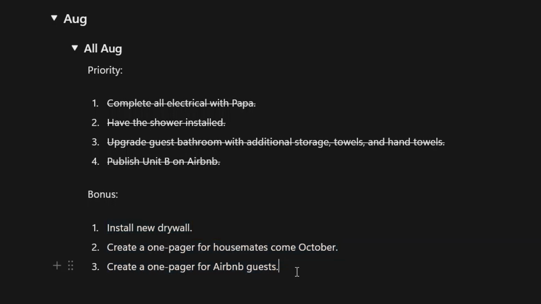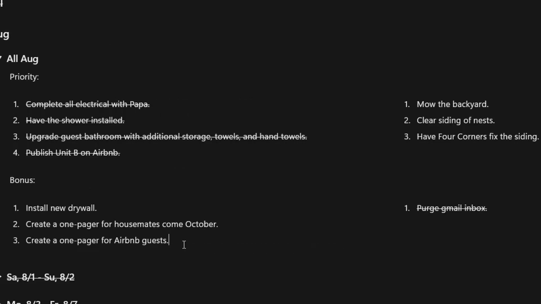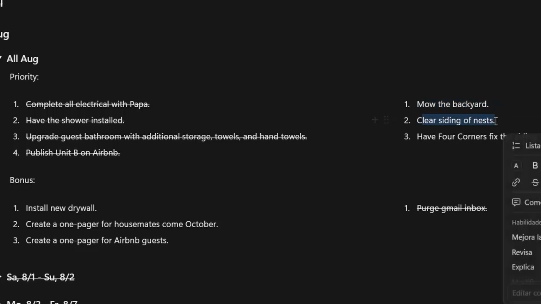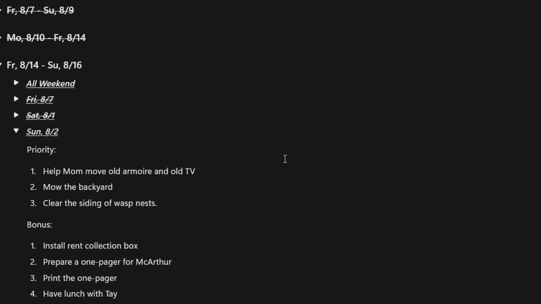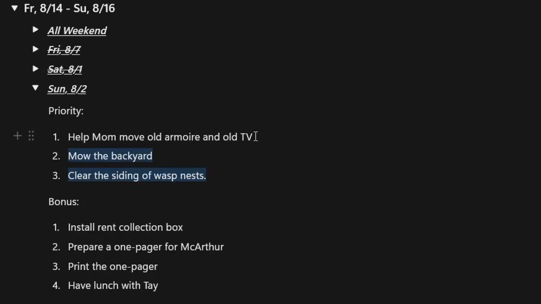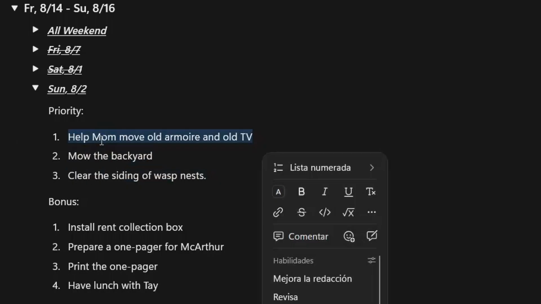However, I led with telling you I was going to share with you how I arrived at mowing the backyard and clearing the siding of nests. Well, as you can now see, when I zoomed back out and I looked at my August goals, I saw mowing the backyard and clearing the siding of nests. Both of those things are things I could probably do in one day, and that day probably I could fit it into a part of the day after helping my mom with the armoire and the old TV tomorrow. So I might as well put them tomorrow.